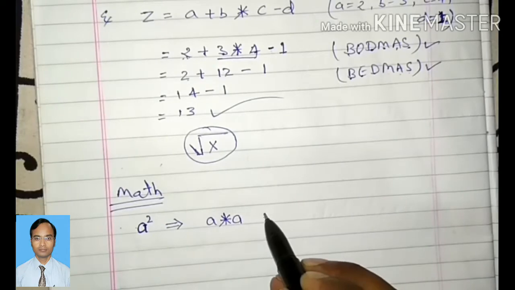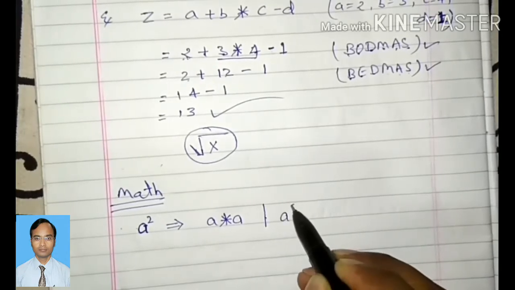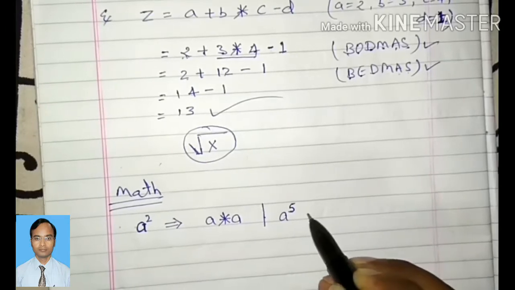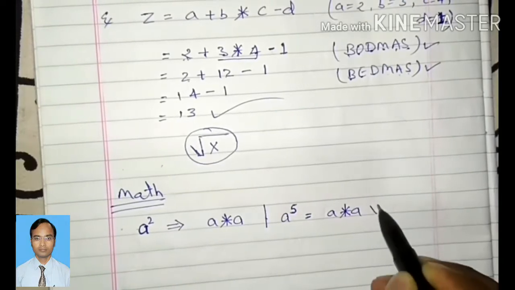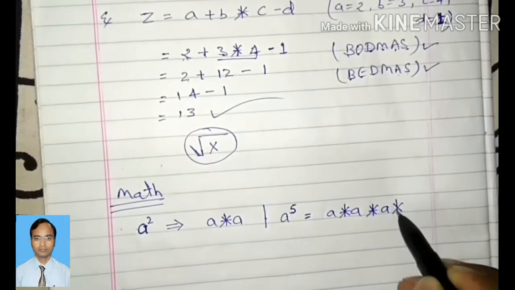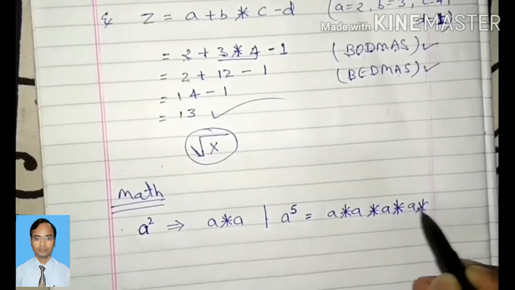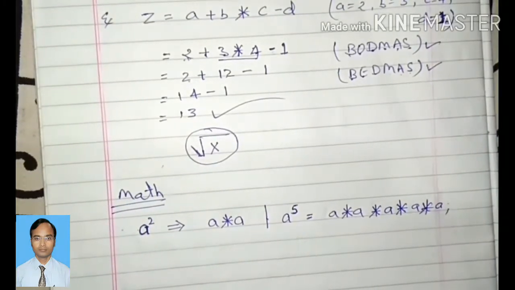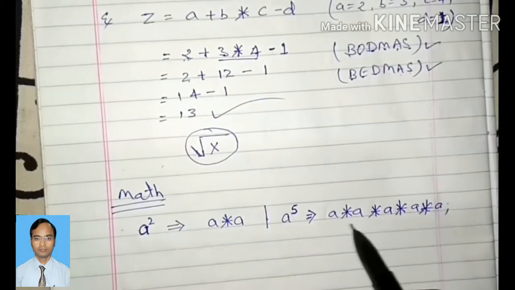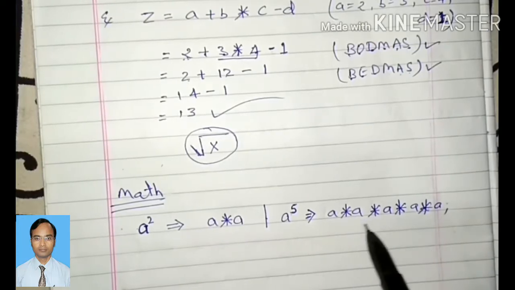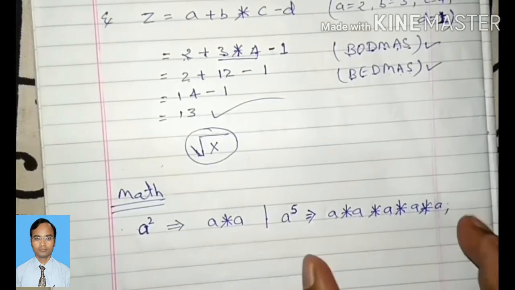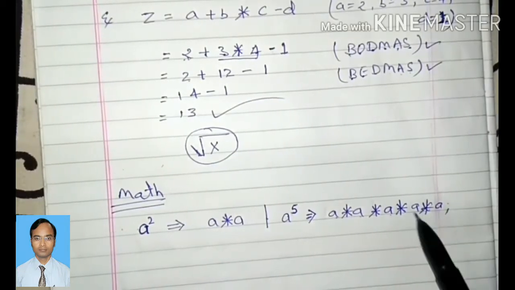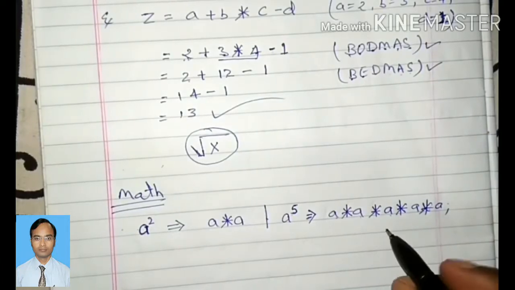But suppose I want to calculate a to the power 5, then the same thing we can calculate like this: a into a into a into a into a. If we want to calculate a to the power 5, then we have to multiply a five times. Okay, I think you can easily understand this point because you have already studied this in math.